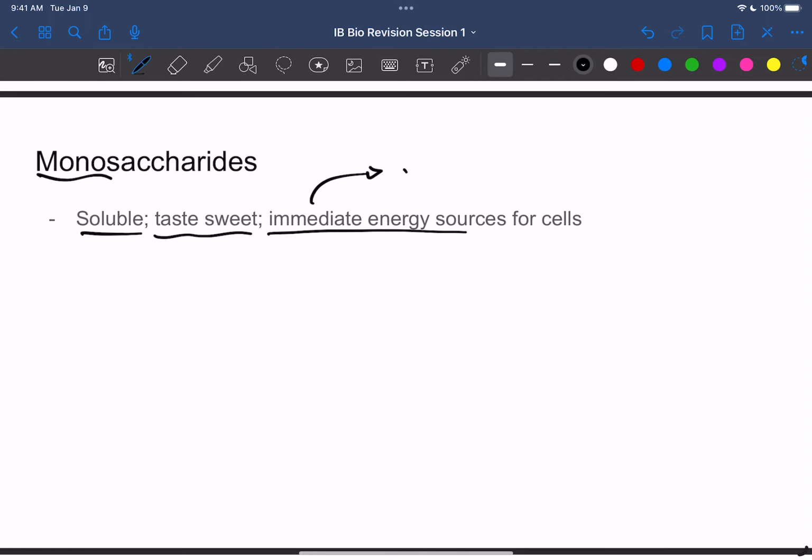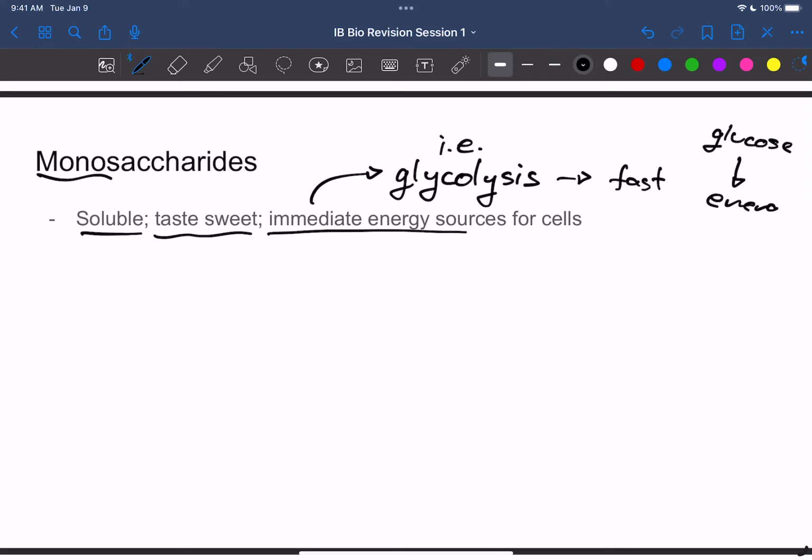So what does that mean? Glycolysis is an example. Glycolysis is very fast. You can break down glucose real quick to get energy. And this is very important in something like your muscles, when you need energy as soon as possible.